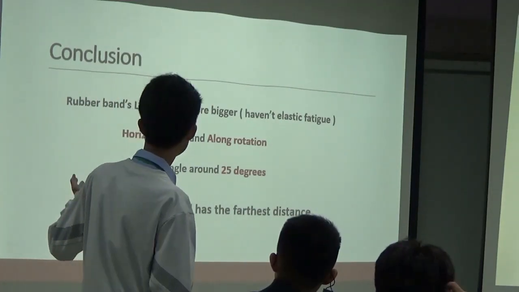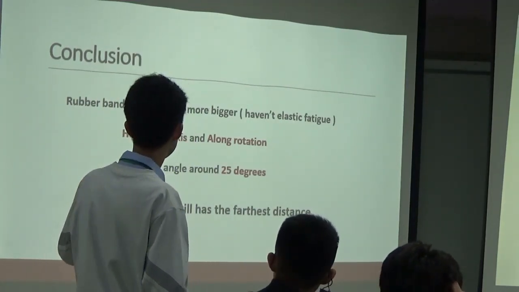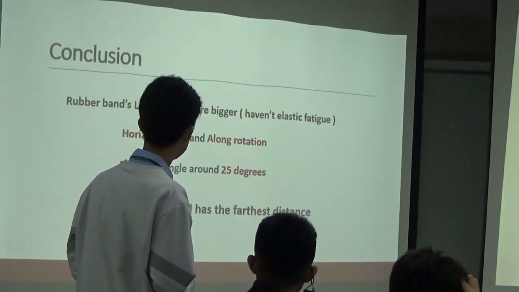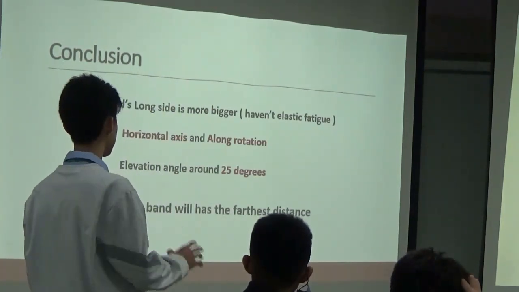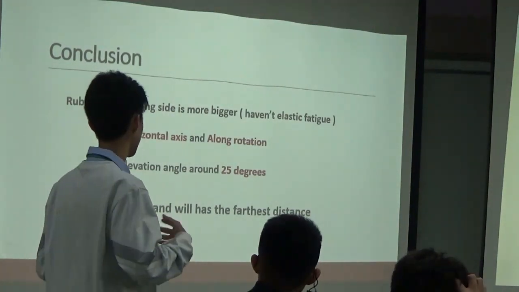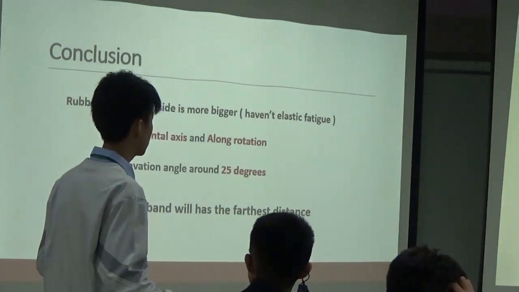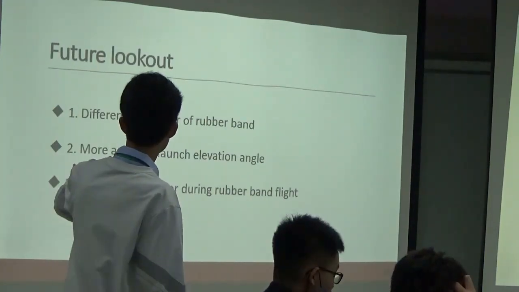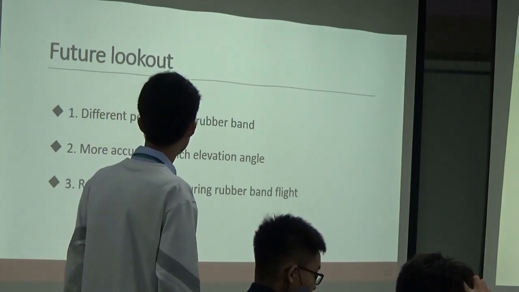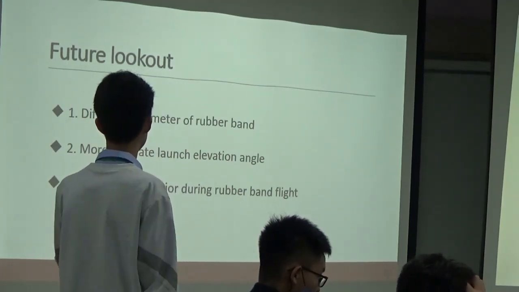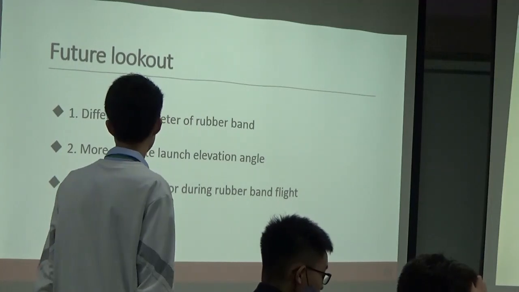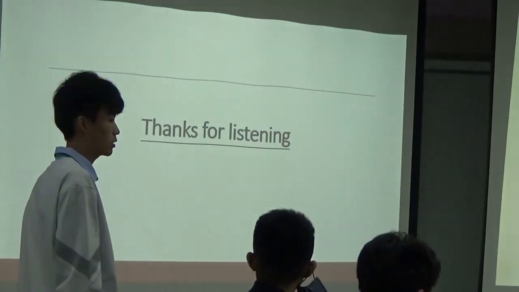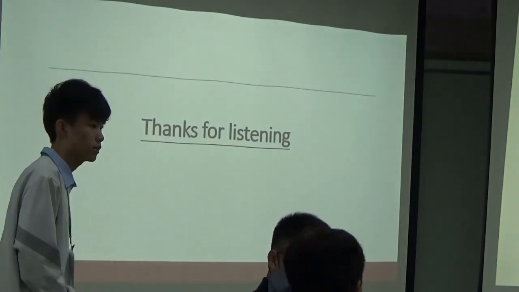And this is my conclusion. If the rubber band's long side is bigger, with a horizontal axis and a long rotation, with the elevation angle around 25 degrees, the rubber band will have the farthest distance. And I look forward to different parameters of the rubber band, second, a more accurate elevation angle, and third, the rotational behavior in the rubber band's flight. Okay, that's my presentation. Warren, please.